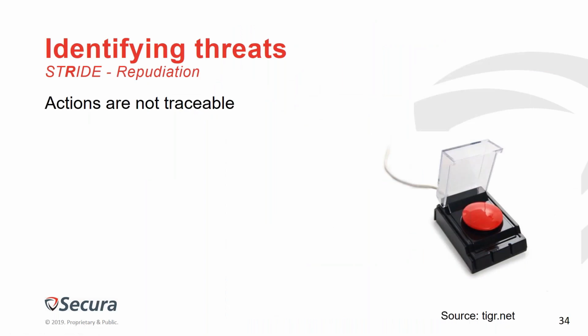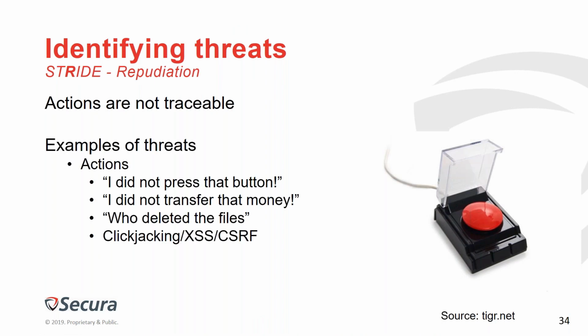Repudiation. This is a concept that might not be as understandable as all the other ones, but this is actually very easy. It's about actions that are not traceable to a certain system or a certain person. For example, in the financial industry, it's really important that actions can always be traced back to a person. If you decide to send money to me, and I expect to receive the money, but I say, hey, I didn't receive it, and you really sent it to me, well, the bank is going to have to prove that the transaction was actually successfully completed, right? And that it was actually performed by you.